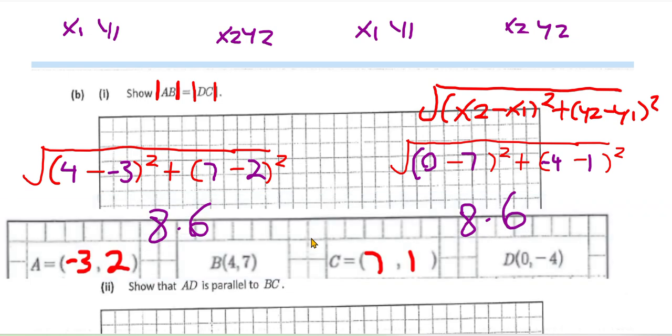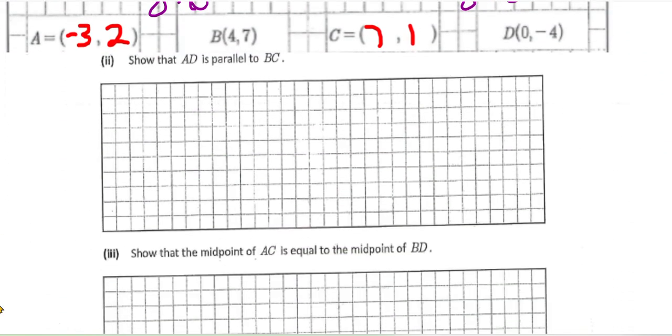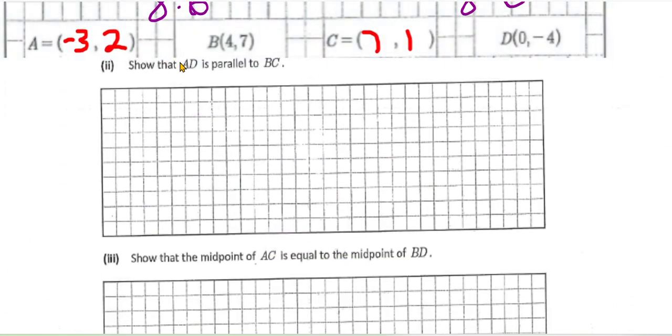Now, that's it. That went for 10 marks. Now I bring these points down again. And I have another one to do. What does parallel mean? It means same slope. So we're going to use the slope formula. Y2 minus Y1 over X2 minus X1.